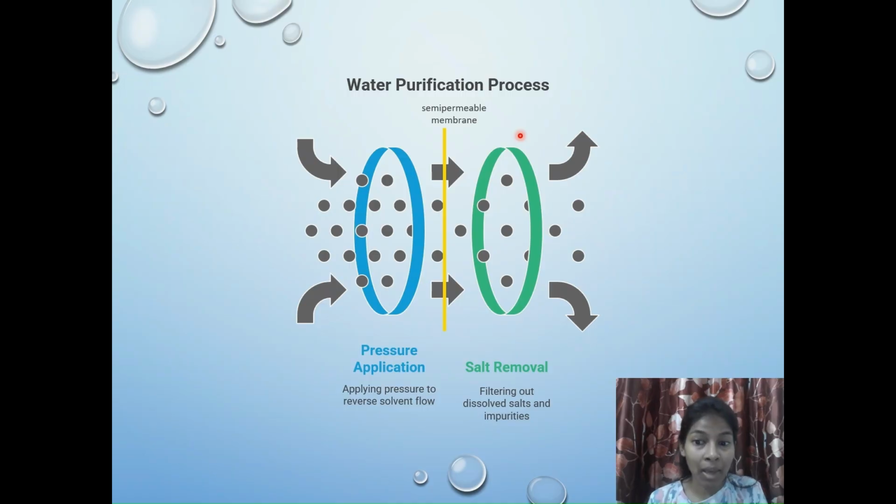It means if we apply a pressure higher than the osmotic pressure, then the movement of the solvent particles will reverse itself and now it will move from C1 to C2. That will be called reverse osmosis.